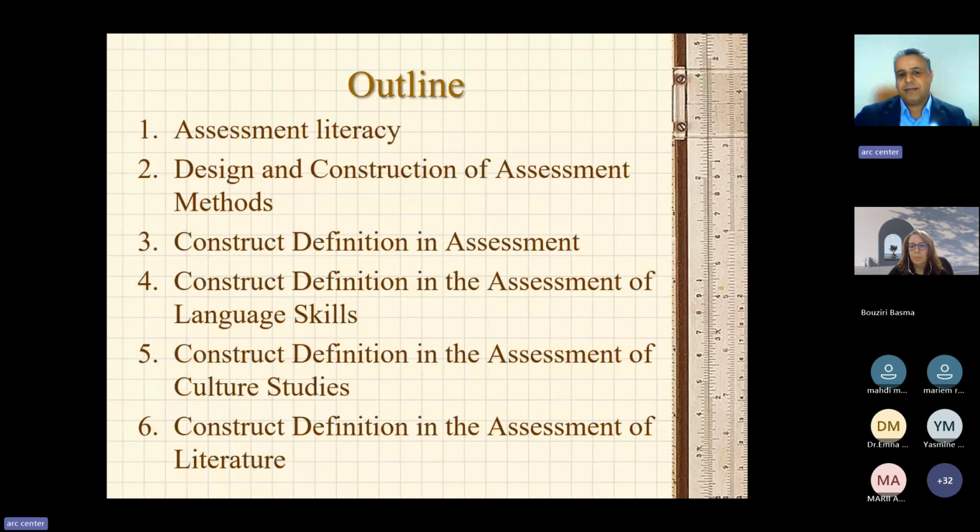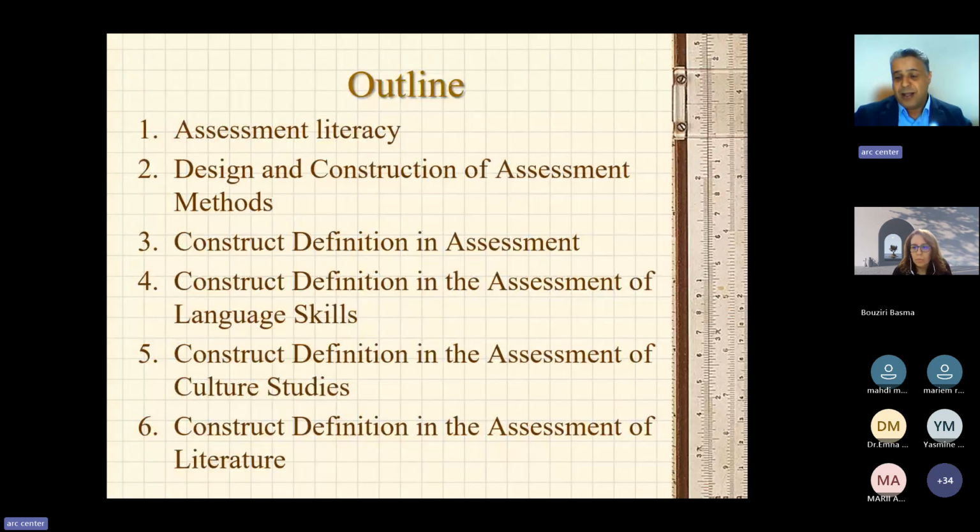So we said that we will proceed with talking about the design and construction of assessment methods. And this is very important for us as language teachers, and it's also important for all teachers. Then we'll talk about construct definition in assessment, what is meant by defining a construct in assessment. We will first define the term construct and then move to the process of construct definition. And then the practical side will cover this process of construct definition in the assessment of language skills, in the assessment of cultural studies, and the assessment of literature.